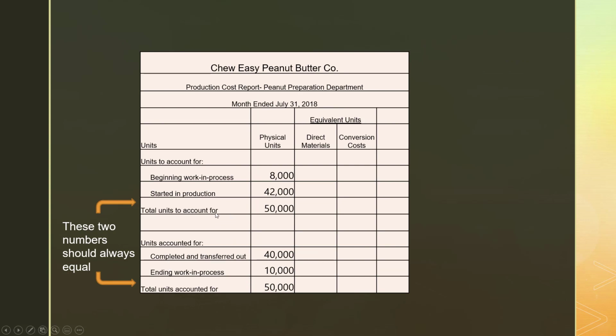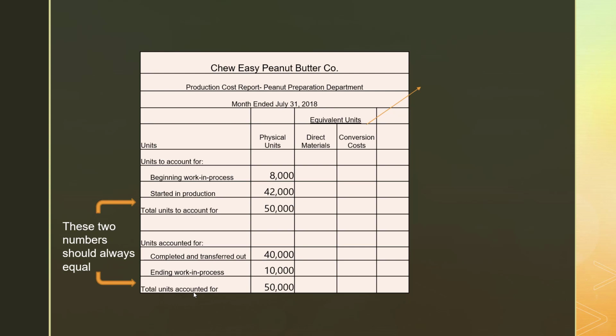If you have units that you need to account for that you've not accounted for, you're missing information. You've got to go back through, check all of your records, requisitions and purchase orders, etc., to figure out what's going on here. You've got to make sure you are accounting for the actual amount that you need to account for.